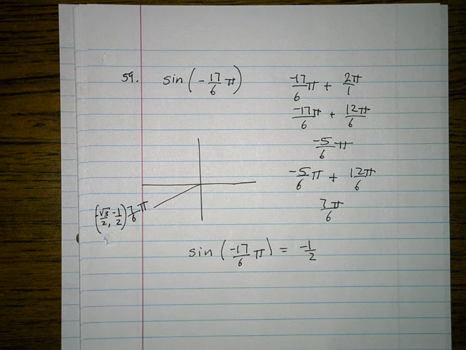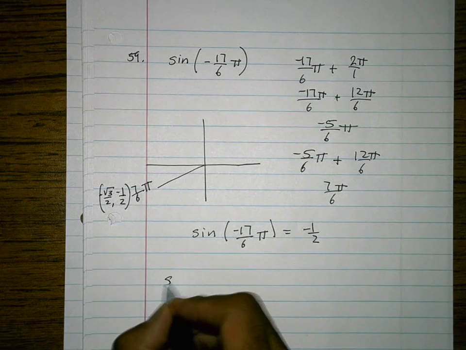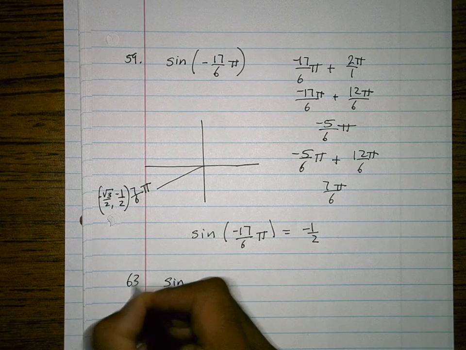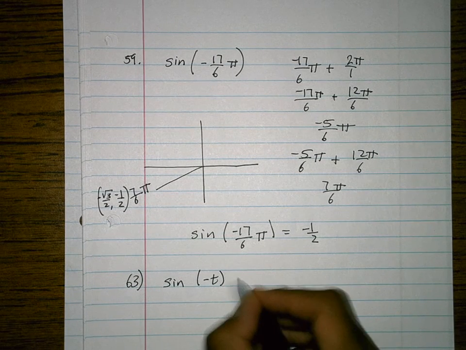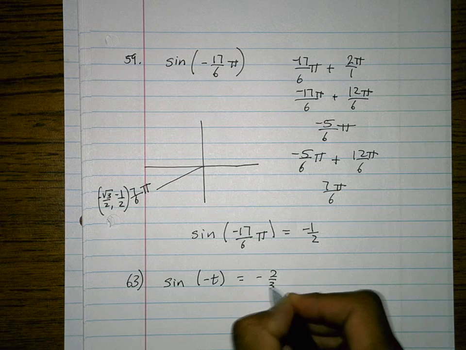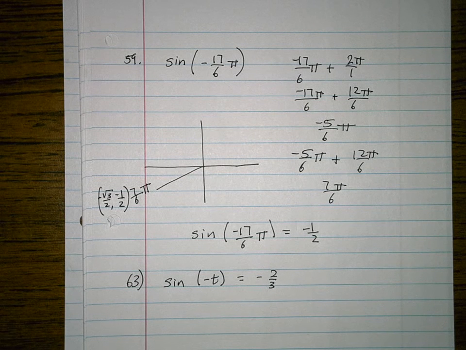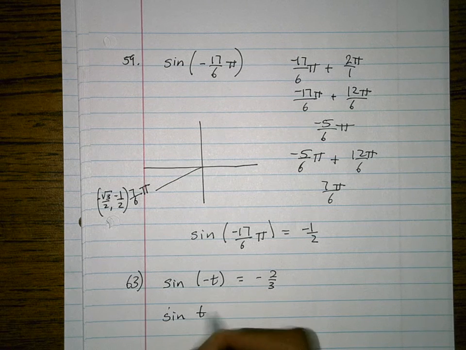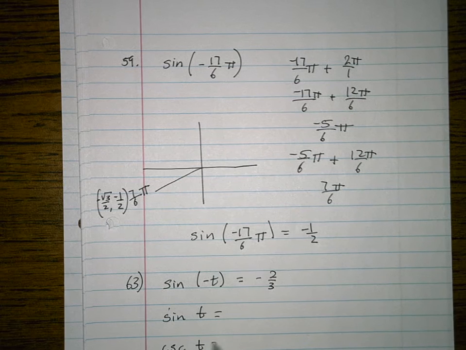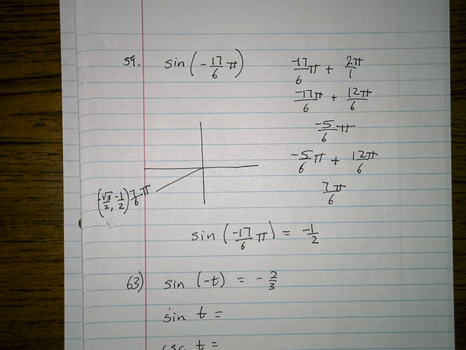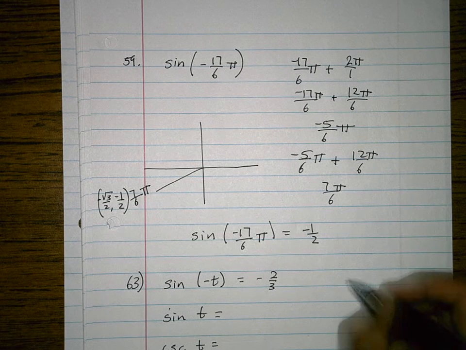Okay, negative a half. 63. So they want us to know this is talking about even or odd functions. And so they say the sine of negative t is equal to negative 2/3. Okay, so what is the sine of t? And what is the cosecant of t? Remember, they go together. So the rule is, this is an odd function.